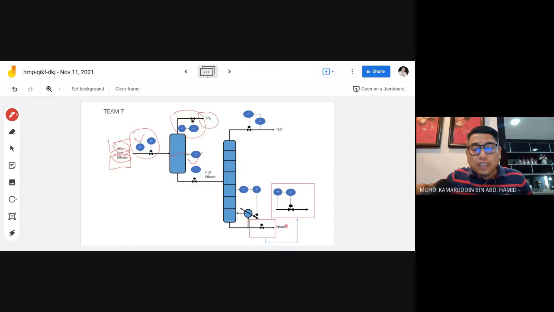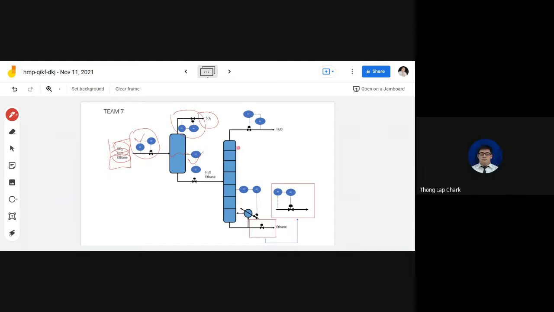Wow, ini suhu masih lagi negatif lagi. How you reboil something with the negative boiling point? Oh, tak apa logik, but it's okay. Benda tak logik kan? So what is this? Flow control? Why you need to flow control the vapor stream? Sebab kita ada take into consideration juga kan ethane has a lower boiling point compare dengan H2O kan.